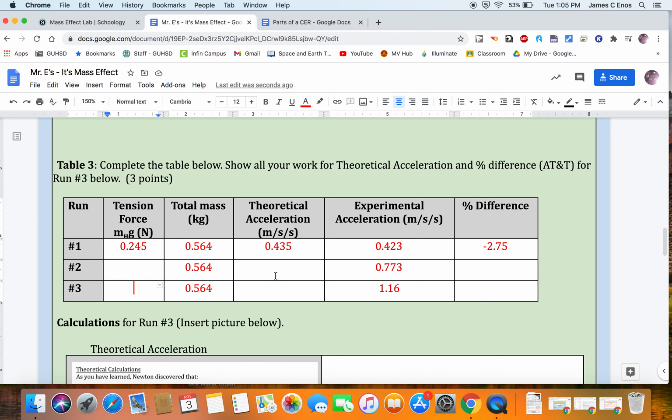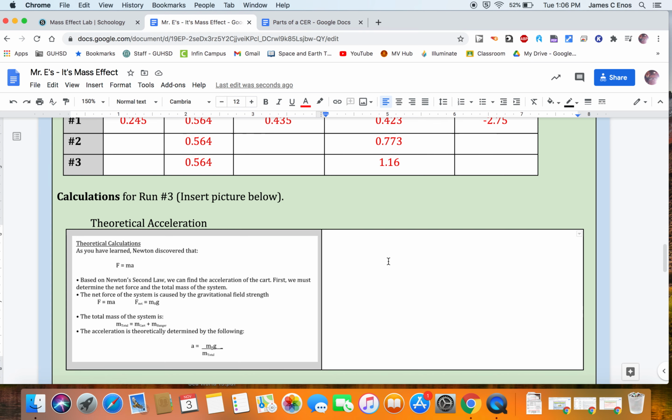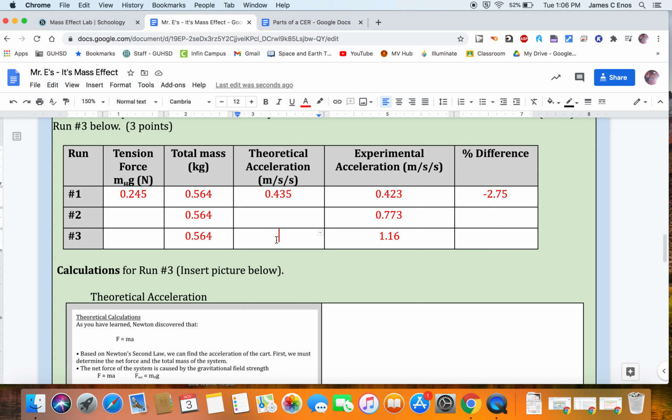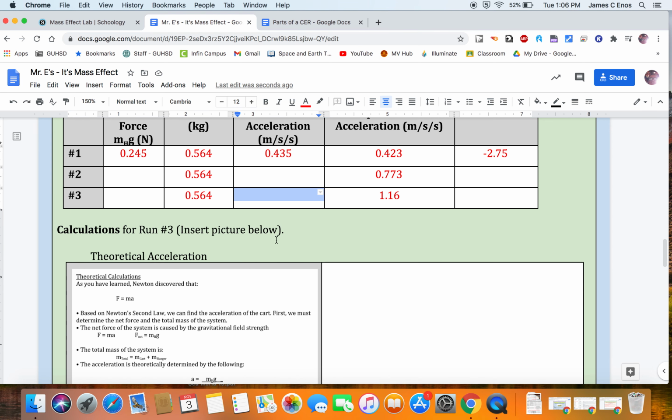To get this theoretical acceleration, I followed these directions right here, where all you're going to be doing is taking the m_h times g and dividing by the total mass. Here, I want you to take a picture of you doing your calculation for run number 3. You take that mass of the hangar times gravity and divide it by the total mass of the system. The total mass of the system remained constant throughout the entire experiment.